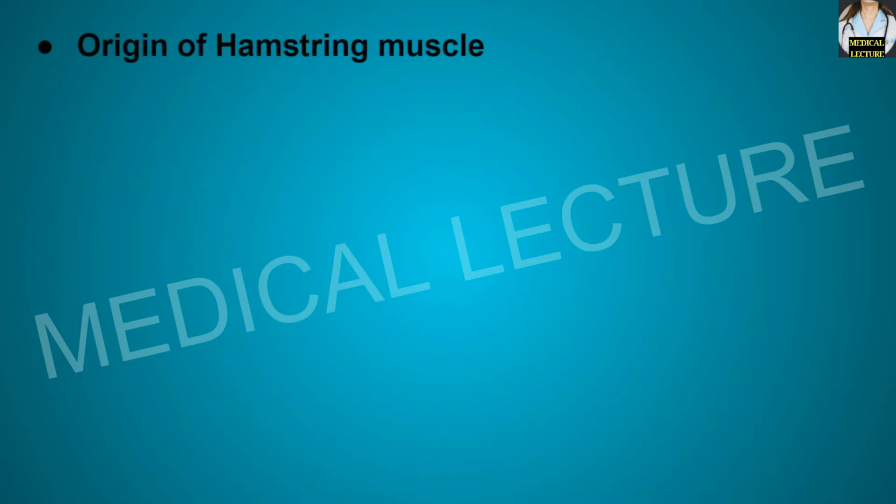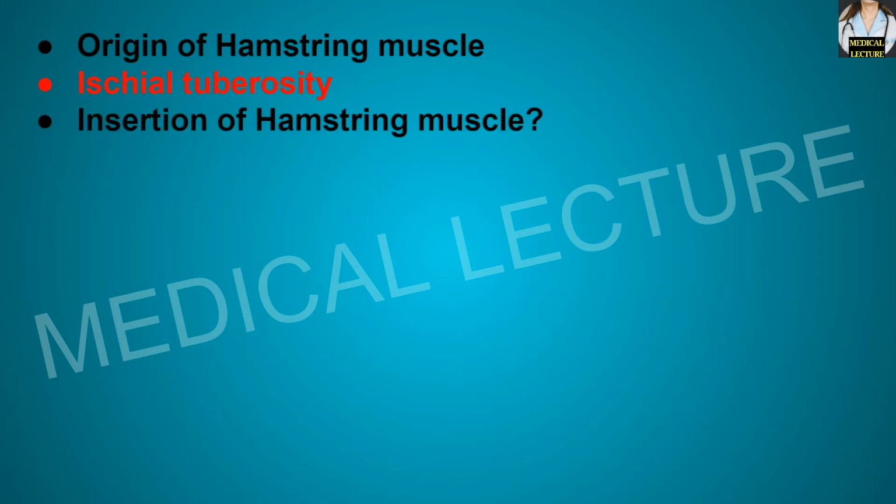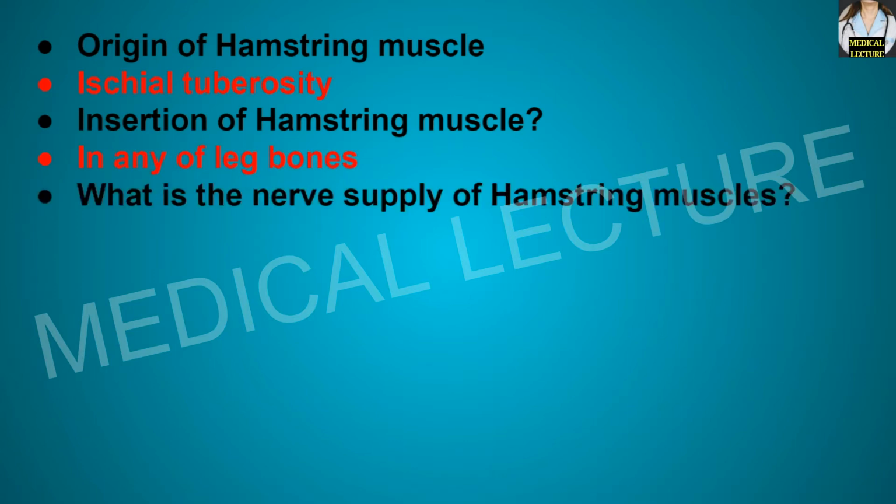What is the origin of the hamstring muscle? So it is the ischial tuberosity. And where is the insertion of the hamstring muscle? So in any of the leg bones. What is the nerve supply of the hamstring muscles?